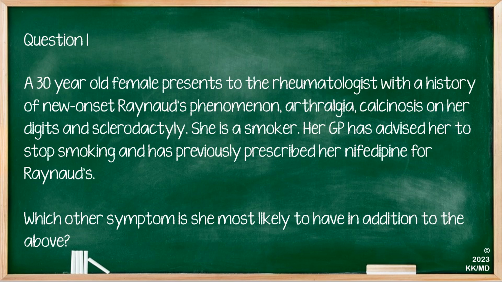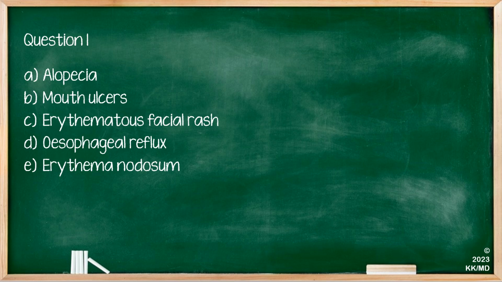So in terms of other symptoms, our options are alopecia, mouth ulcers, an erythematous facial rash, esophageal reflux and erythema nodosum. Looking at the first three, you might remember that those features are typically more associated with lupus, and are not the classic features that one might see in a pure limited cutaneous systemic sclerosis. Although if you do see these features, you might want to think about an overlap type of disease, which we will discuss in a future video.